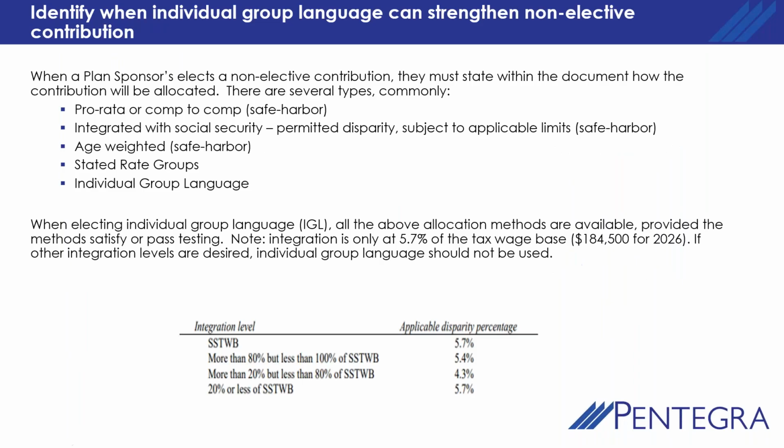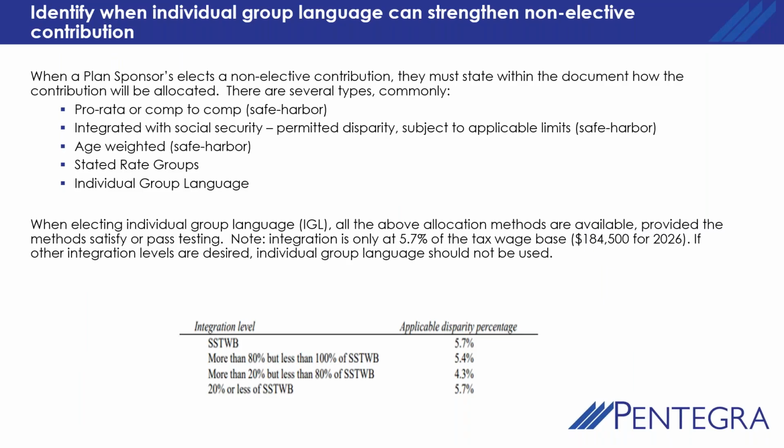The next topic I would like to discuss is the profit sharing non-elective contribution. Another really great tool when you're going into plan design is individual group language. So a lot of people in the industry think individual group language equals cross-testing, or benefit testing, and that's really not the case. Individual group language is exactly how it's stated. Each participant is put in their own individual group when allocating a profit sharing contribution.